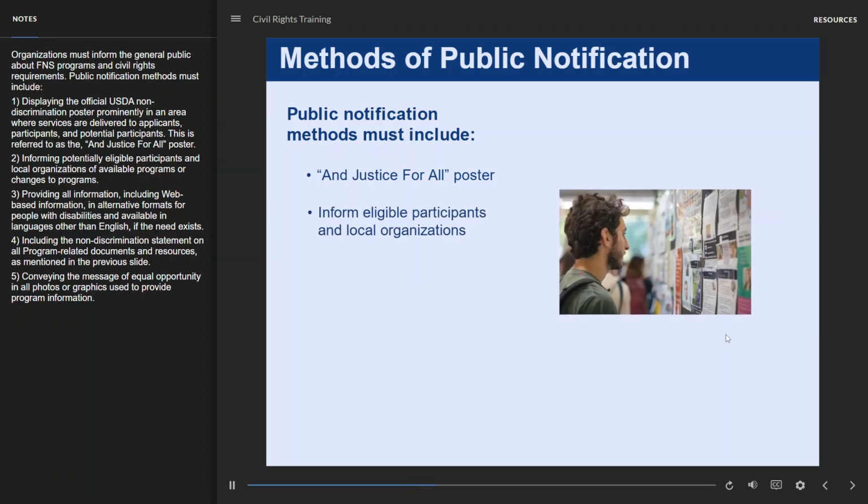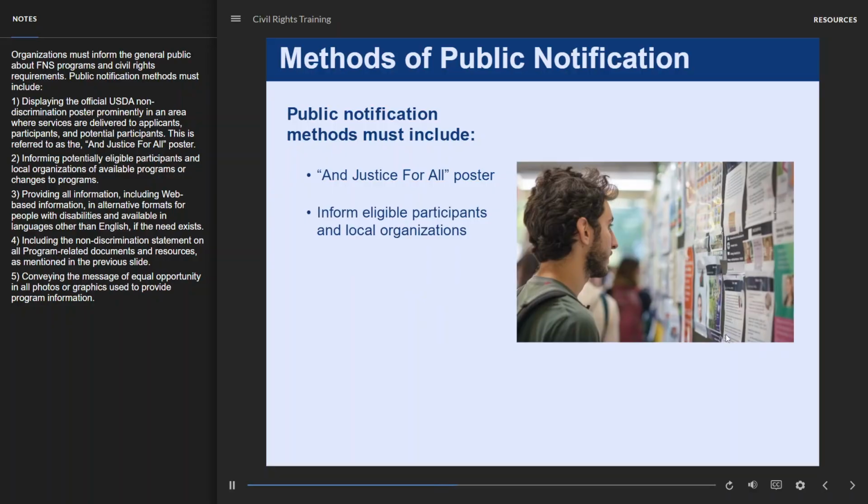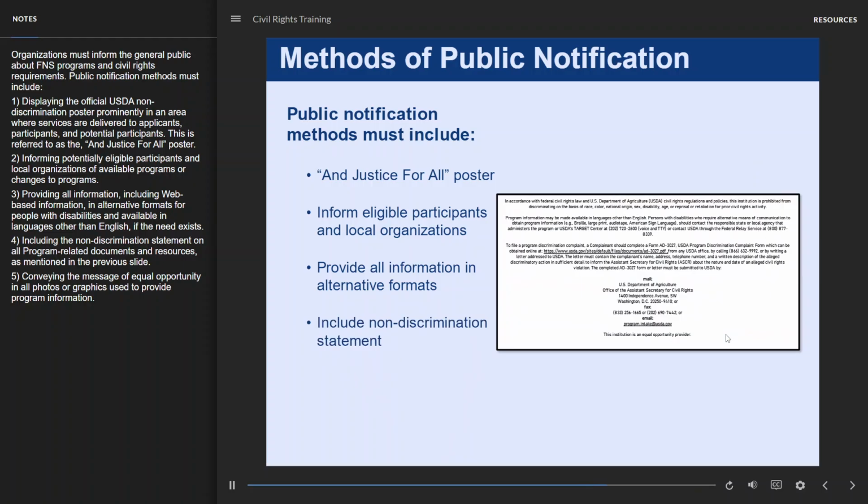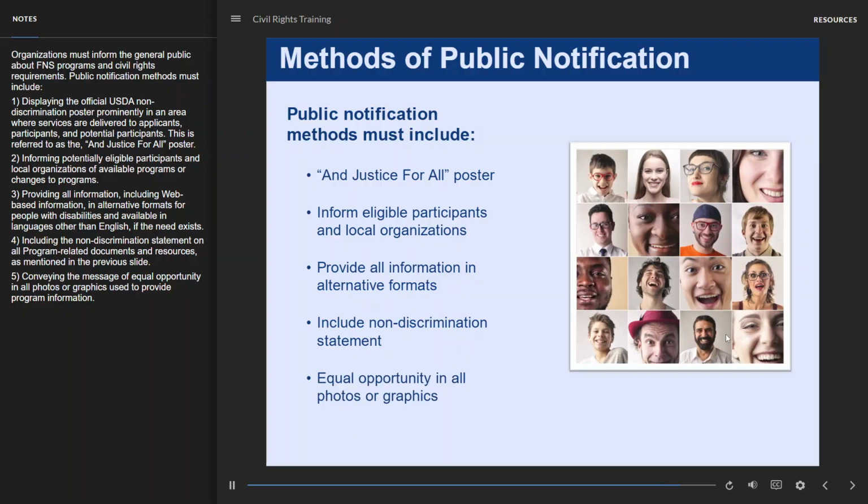2. Informing potentially eligible participants and local organizations of available programs or changes to programs. 3. Providing all information, including web-based information, in alternative formats for people with disabilities and available in languages other than English, if the need exists. 4. Including the non-discrimination statement on all program-related documents and resources, as mentioned in the previous slide. 5. Conveying the message of equal opportunity in all photos or graphics used to provide program information.